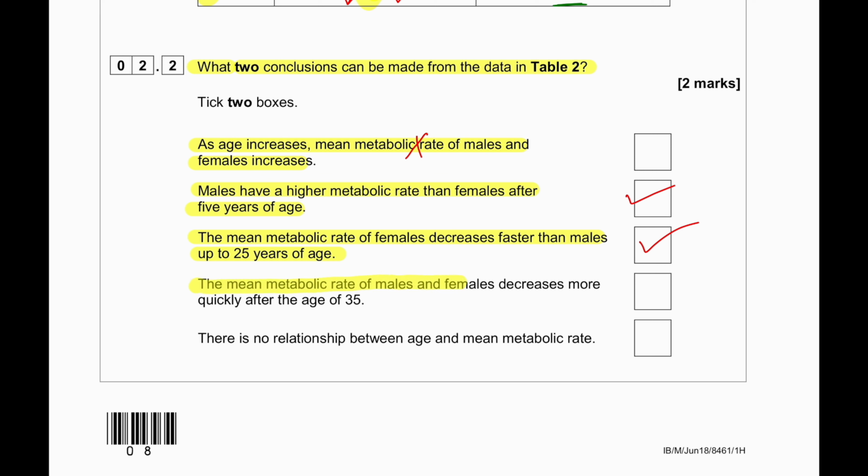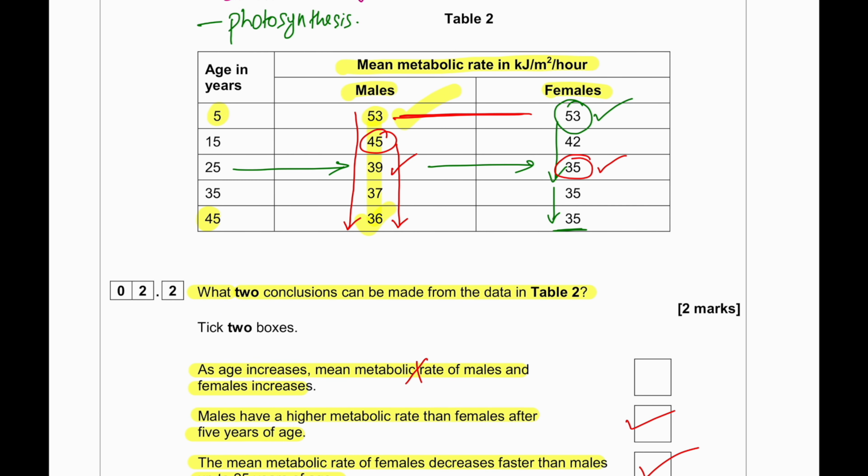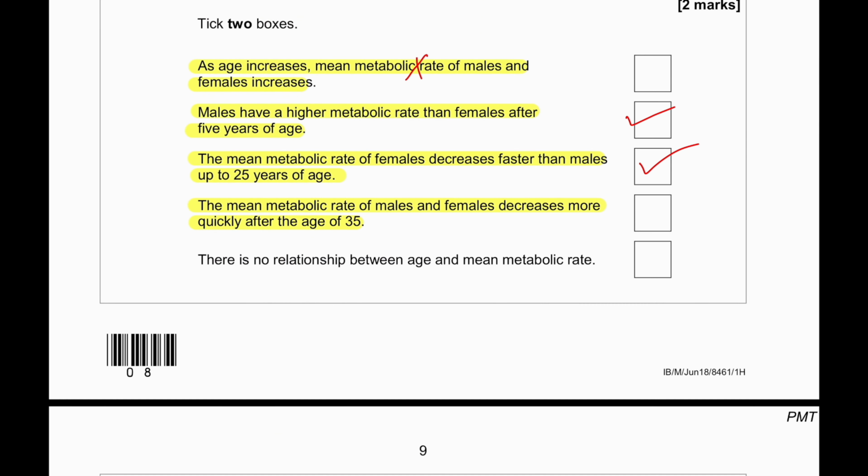The mean metabolic rate of males and females decreases more quickly after the age of 35. Now we can see for females after the age of 35, it doesn't decrease any further. There is no decrease. So this is a wrong statement.